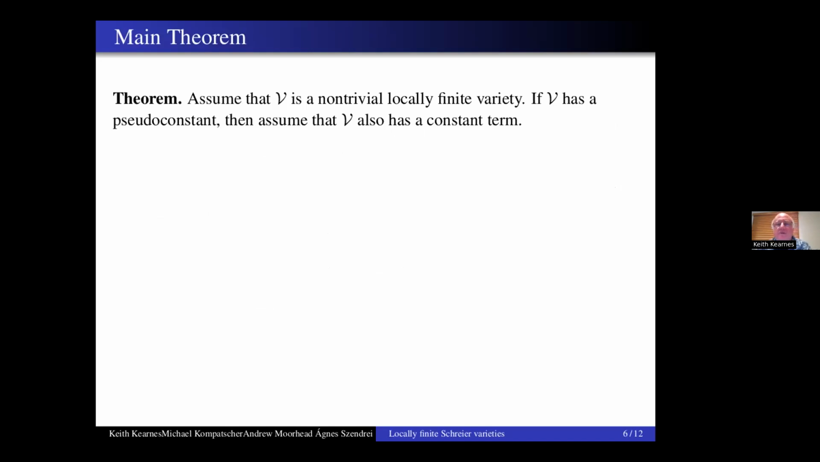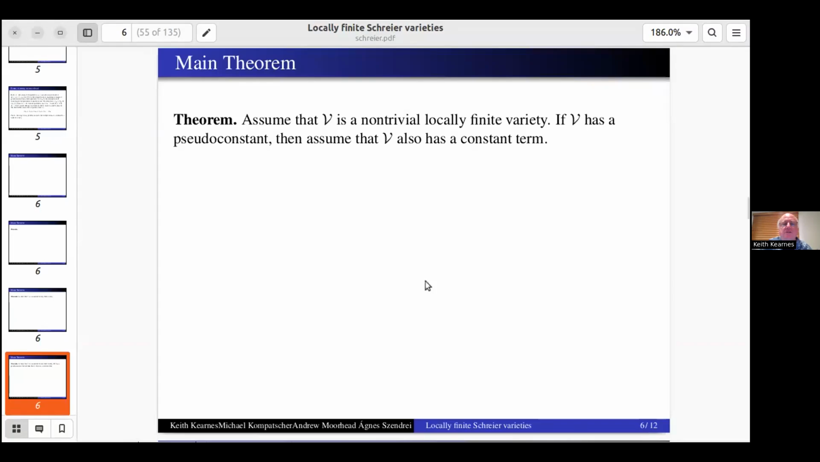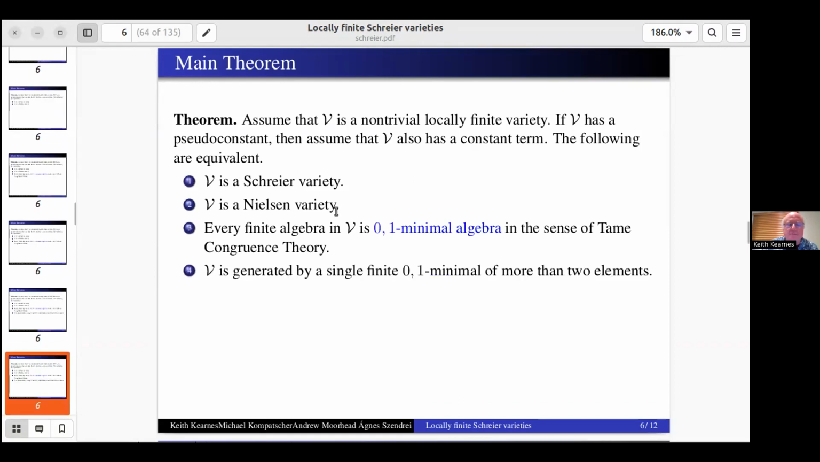So assume you have a non-trivial locally finite variety. I'm going to go back to this form of presentation so I can see my clock while I'm talking. If you have a non-trivial locally finite variety, and I assume that if it has a pseudo-constant, it also has a constant. Okay, that's just this technicality. Then the following are equivalent. Let me just put it all up there.